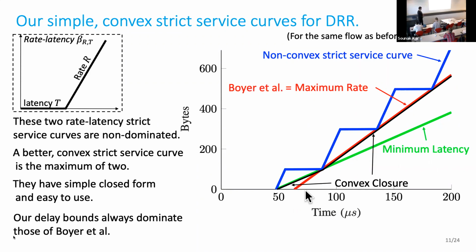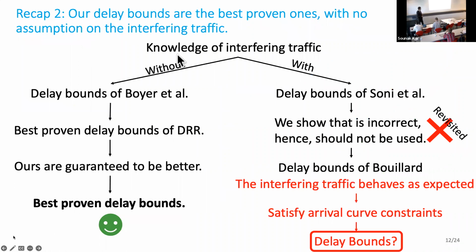Interestingly, our rate latency curve with the maximum rate, the red curve, is exactly equal to the strict service curve found by Boyer et al. And that means that we are guaranteed to be as good as the bounds found by Boyer et al. Well, with no assumptions on the interfering traffic, we are as good as Boyer et al. So we are the best proven ones.